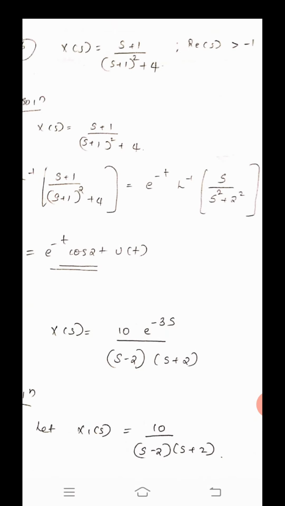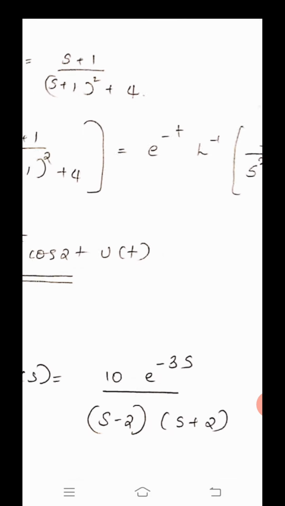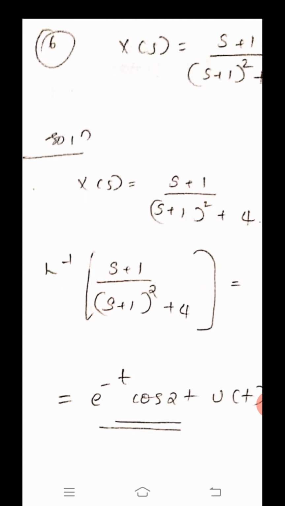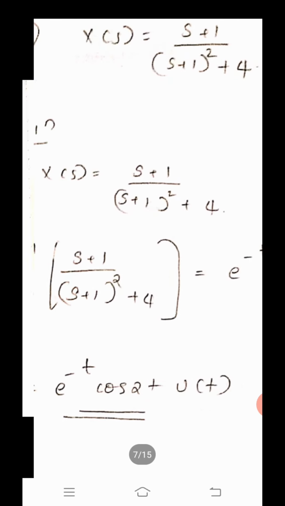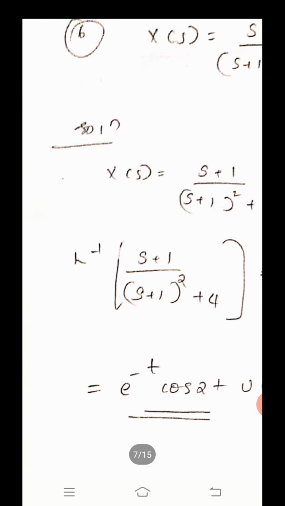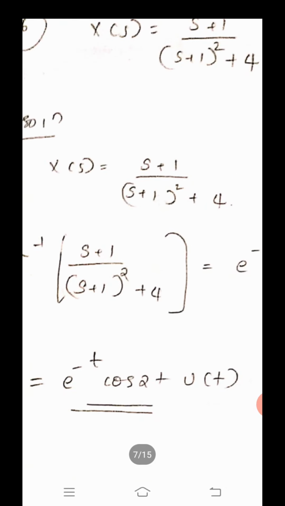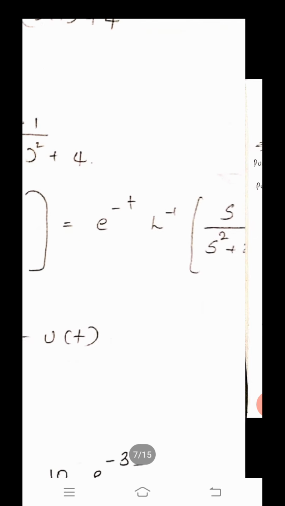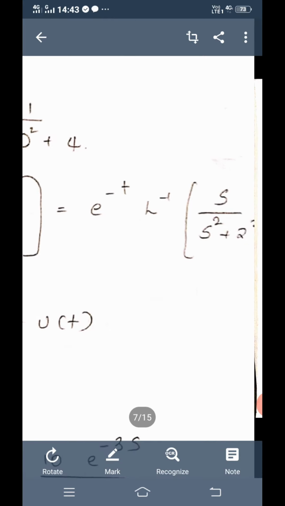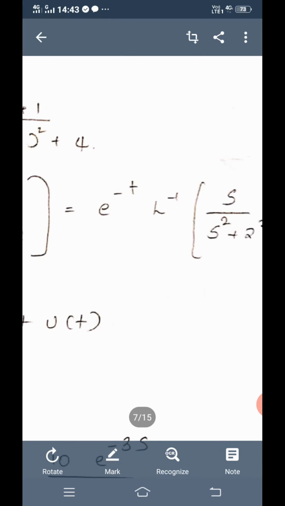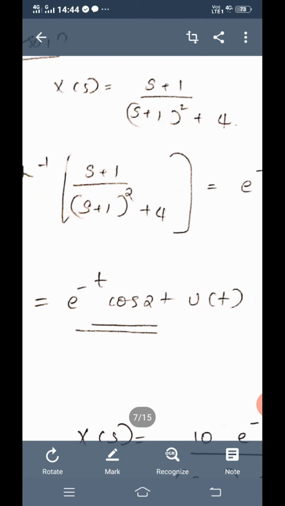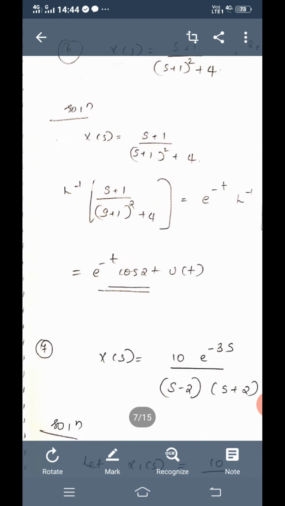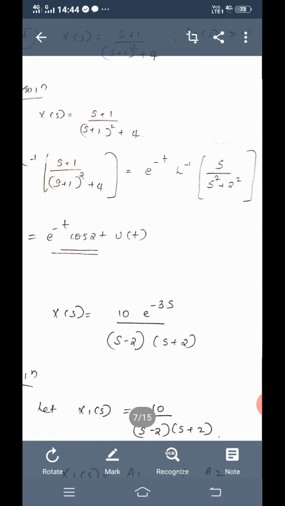Now moving on to the next problem, X of s is equal to s plus 1 by s plus 1 whole square plus 4. So the inverse Laplace transform, we may find it like this. S plus 1 term is there, it means there is a shifting of minus 1 occurring. So e raised to minus t into the inverse Laplace transform of s by s square plus 2 square. We know that the inverse Laplace transform of s by s square plus omega square is nothing but cos omega t. Here omega is equal to 2. Hence we get the total inverse Laplace transform, x of t is equal to e raised to minus t into cos 2t into u of t.